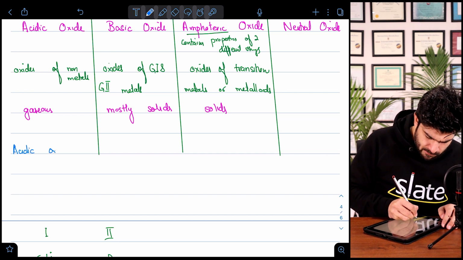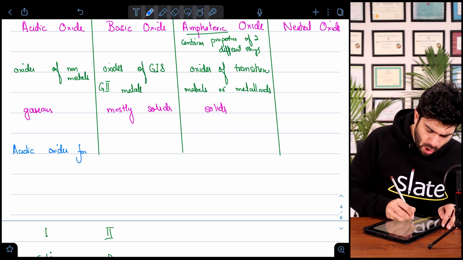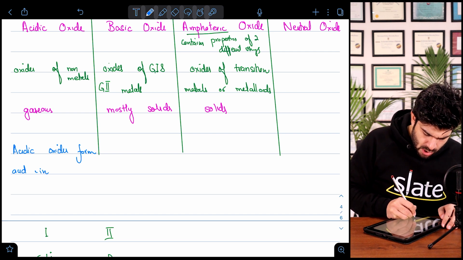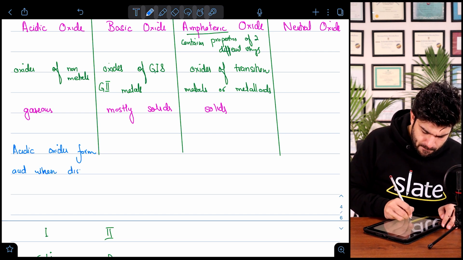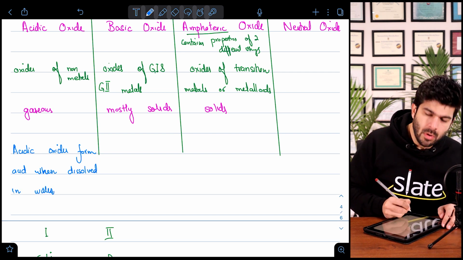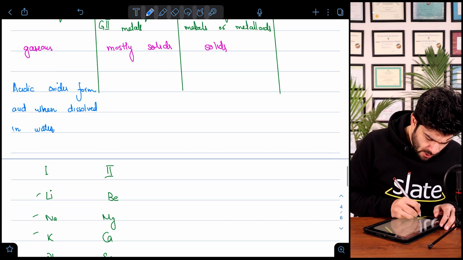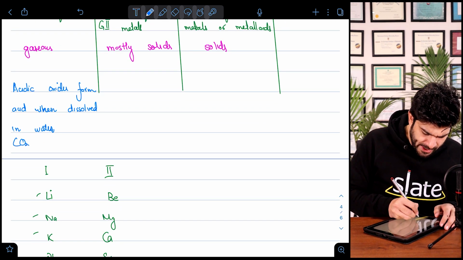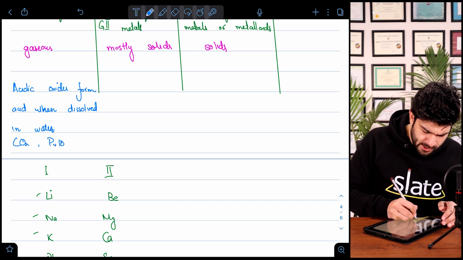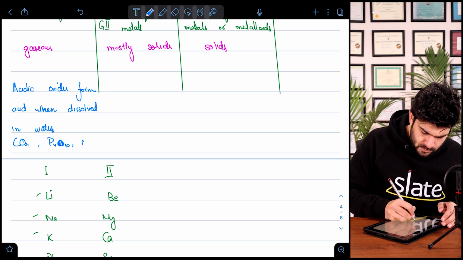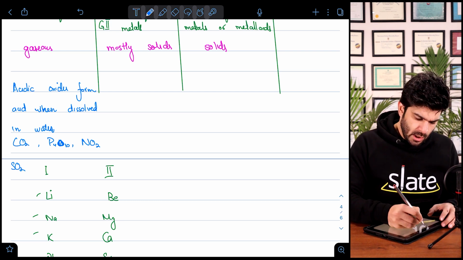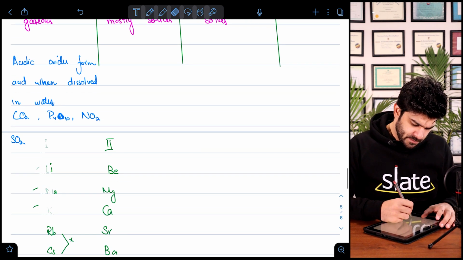Acidic oxides form acid when dissolved in water. The examples can be, for example, carbon dioxide, phosphorus oxide, nitrogen oxide, sulfur dioxide. So students, these are the examples.